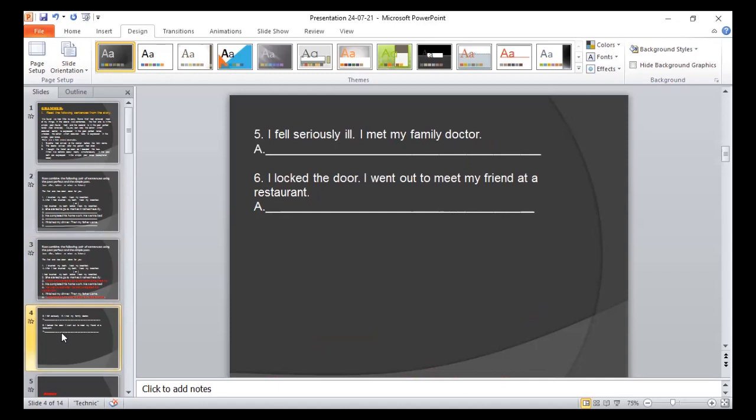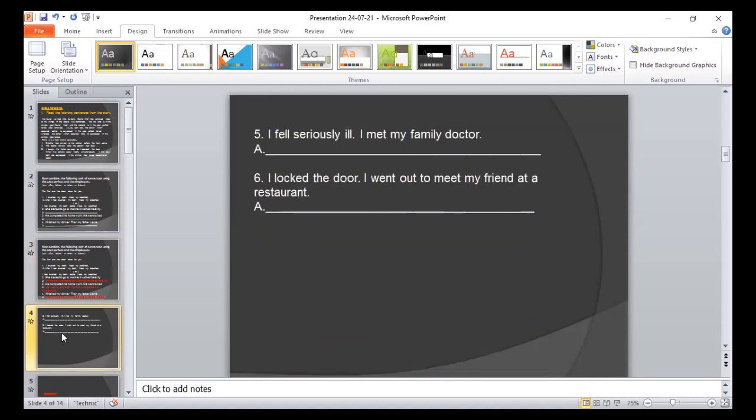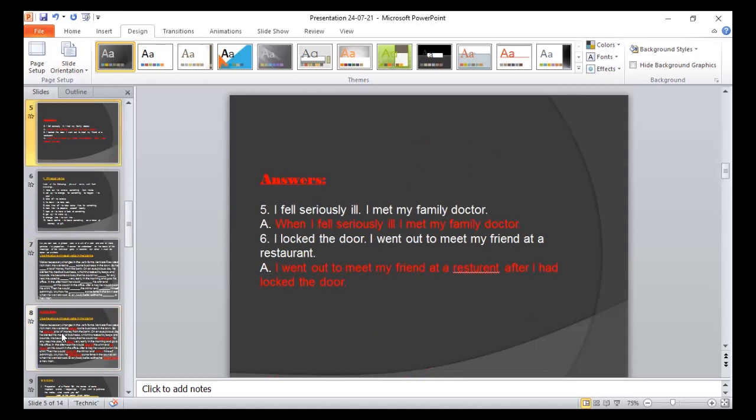So here, what can be used as a linker? When I fell seriously ill, I met my family doctor. Okay, here when is used as a linker.